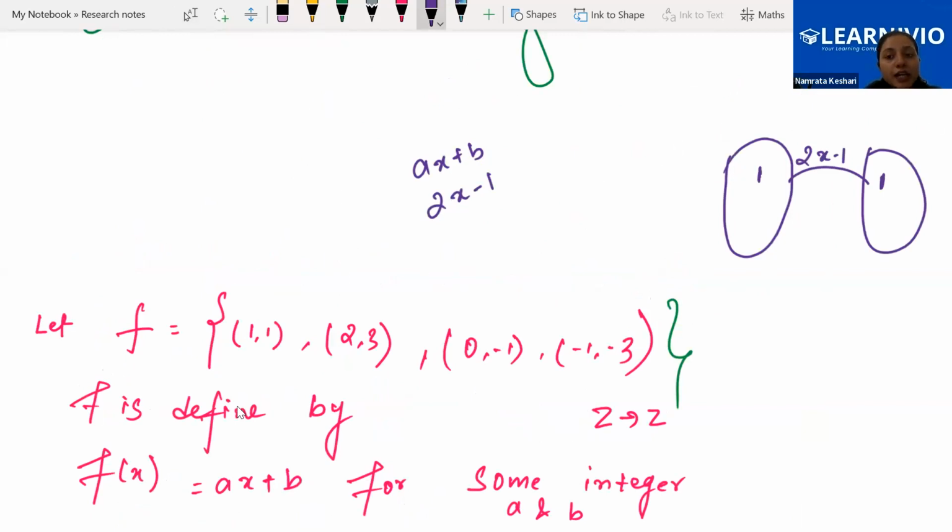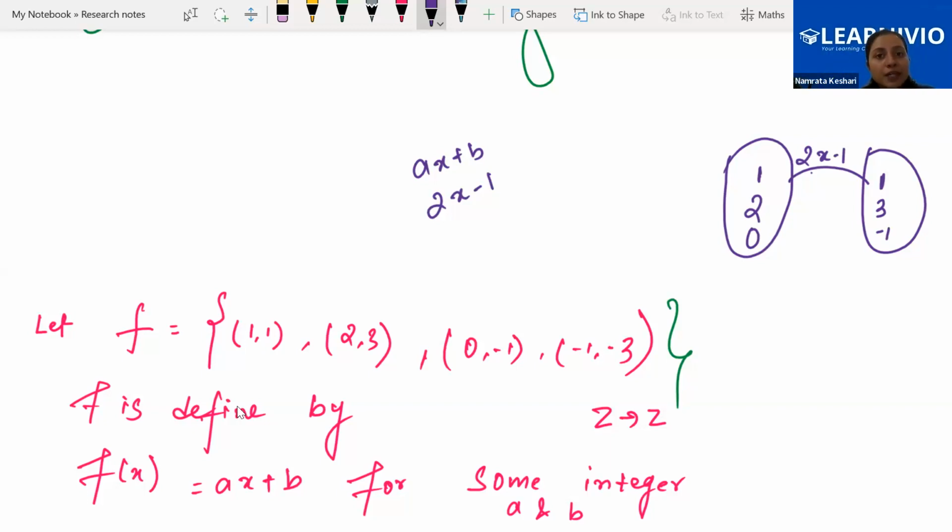If you will give the input 2, you can check in the relation 2x minus 1. If you substitute x as 2, you will be getting the output as 3. If you get input as 0, you will get output as -1. So this is how the function works. Whenever we draw the mapping diagram, 1 is related to 1, 2 is related to 3, 5 is related to 6.